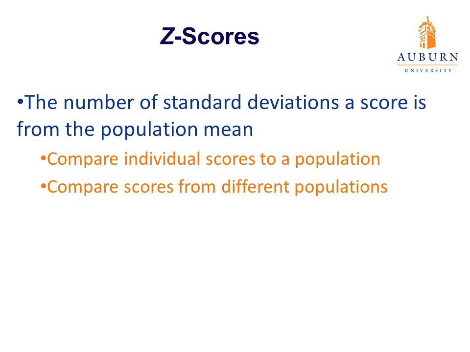We call those z-scores. So once we have those, we can again compare individual scores to the overall population, and we can also compare scores from different populations. So we'll focus on comparing individual scores to populations first, and we'll talk about comparing across different populations later.